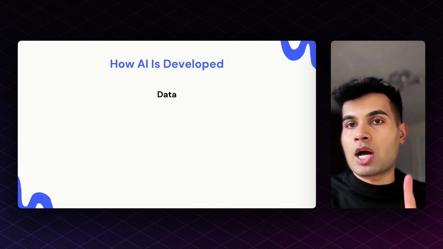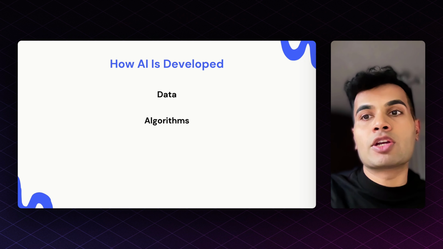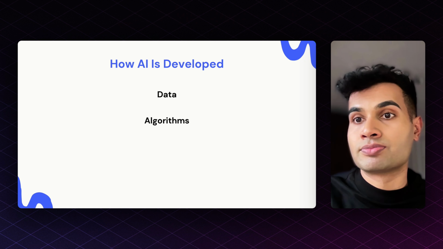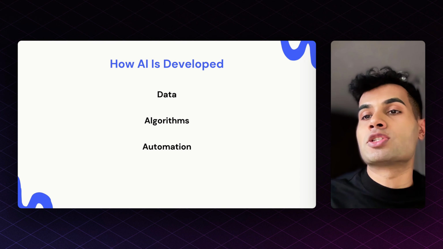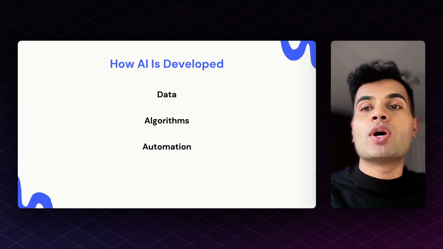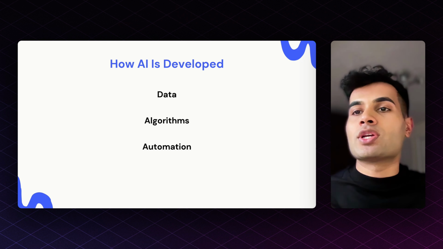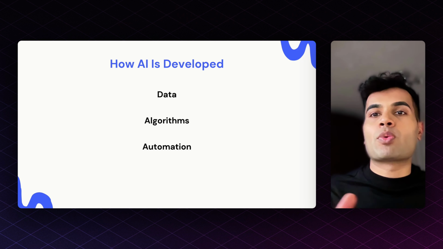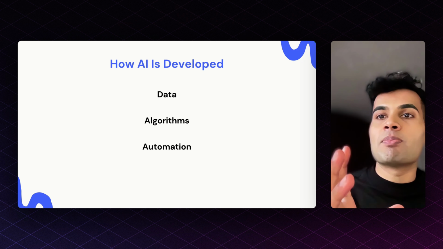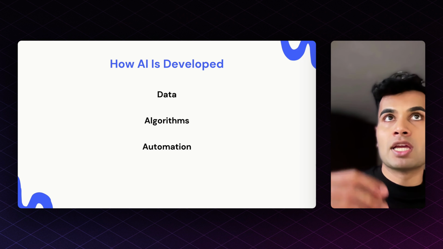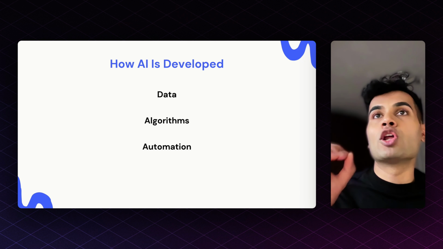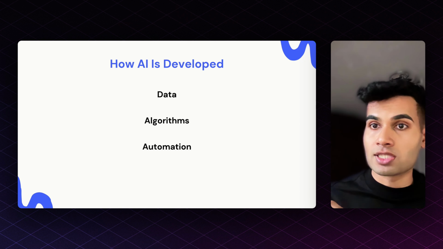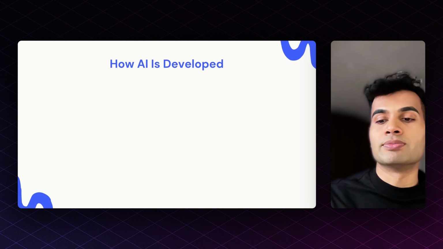So the first part, how AI is developed, is data itself. Secondly, the second main ingredient is algorithms. We're going to look into the algorithms too. And then finally, automation. These cohesively working together is how you get these cool AI products that we're seeing right now. Fundamentally, it's three main things simply: data, algorithms, and automation. So let's look at each of these in a bit more detail.